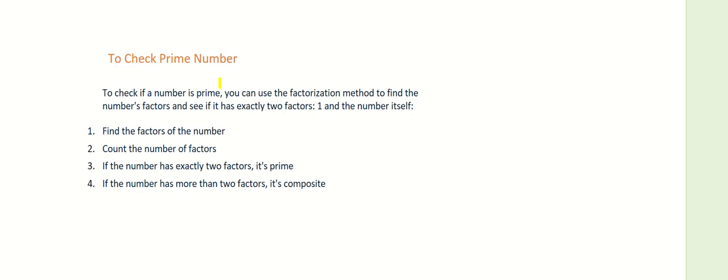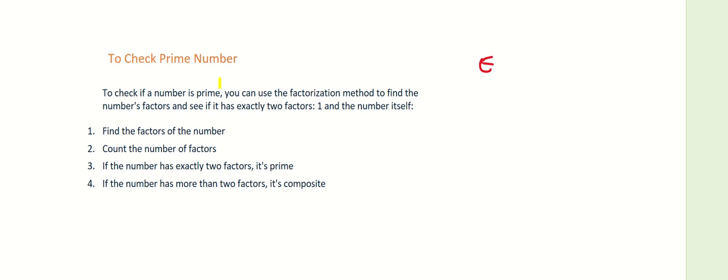Welcome to C programming. To check whether a given number is a prime number or not, we'll use the factorization method. That is, we'll find the factors of the number and then count the number of factors. If the number of factors is exactly 2, then it is a prime number. Otherwise, it is not a prime number.